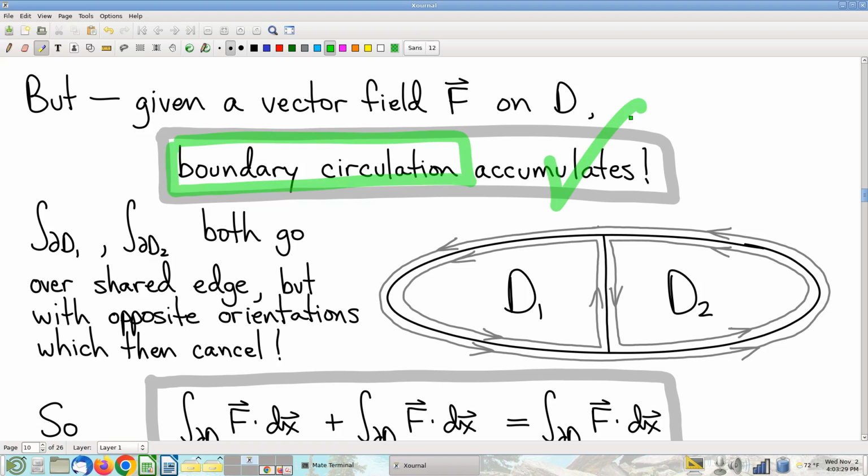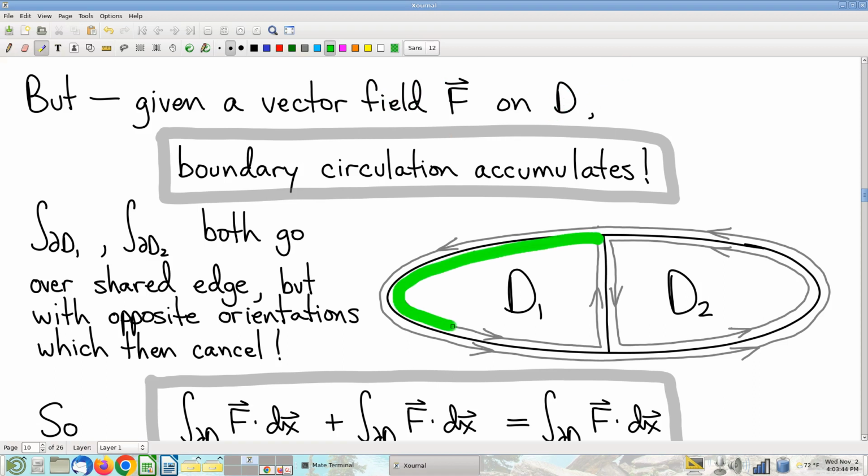Boundary circulation accumulates. And now I owe you an explanation for that. Here's my argument. Let's suppose I have a vector field, I have a region, and I want to talk about the boundary circulation. Well, let's start by looking at the boundary circulation on the left half. Now keep in mind, boundary circulation is an oriented thing. So boundary circulation means a line integral computed around that green curve, right? Keep in mind, boundary. Got to follow the rules of orientation concerning boundary. Boundary goes like this.